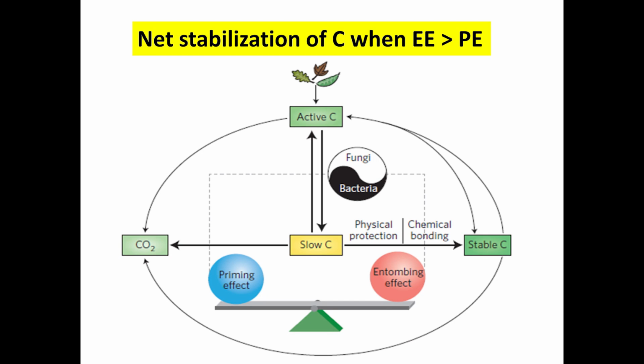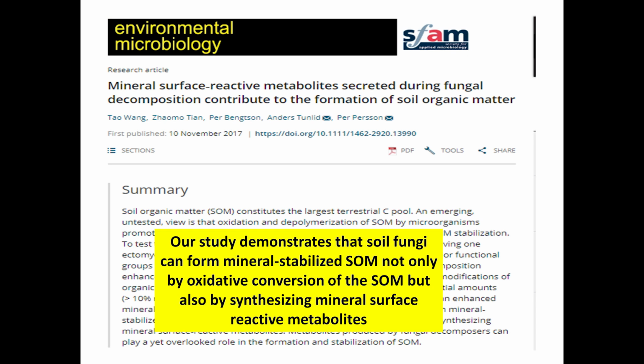And so we need to have the priming effect occur in the right places where the microbes turn unavailable nutrients into available nutrients, but we also need to have the entombing effect where the organic materials, not plant residues, but the microbial residues, are getting captured and stabilized on mineral surfaces and in soil structure. Okay? This is just one example of one of the many articles that's come out in the last couple of years looking at how this specifically happens.